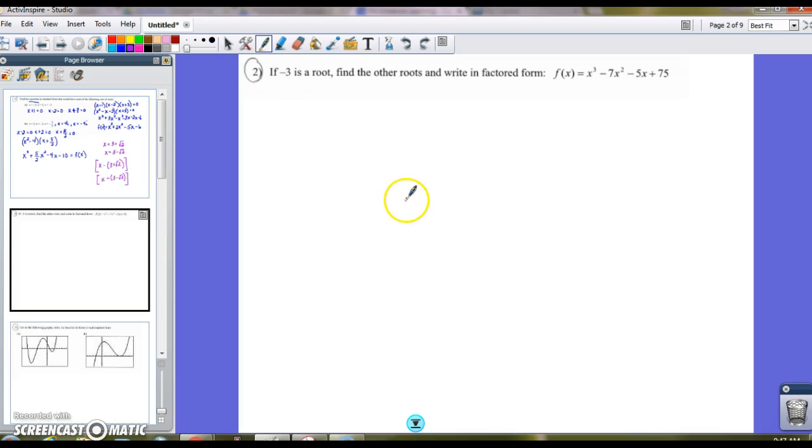Okay, in this one, they told you that -3 was a root, and it says to find the other roots in factored form. Now, remember, this is not factorable by grouping because even though there are 4 terms, the product of the middle terms doesn't equal the product of the outside terms. So I would use synthetic division. Because I know that -3 is one of my roots, then I can find my other roots by finding the sort of decompressed version of this. So if I use synthetic division, I end up with 1, -7, -5, and 75.